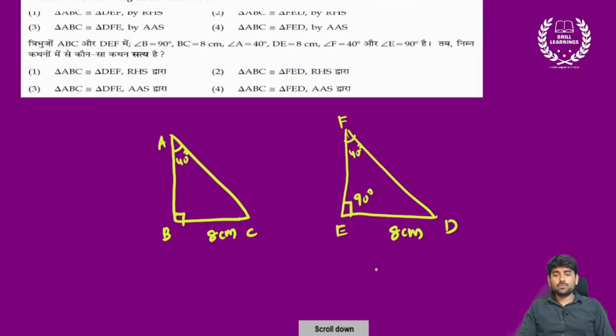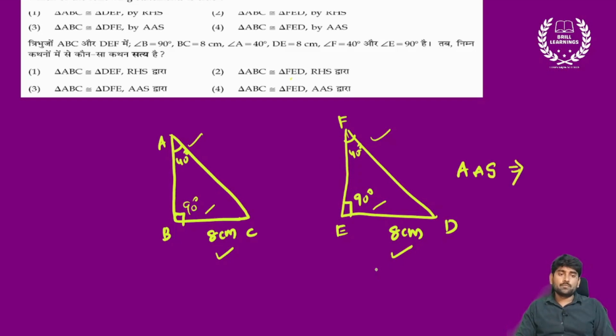If you observe these two triangles, these two are congruent to each other. Why? Because sides are equal. Here also 90 degrees, here also 90 degrees. So these two are same, and here 40 degrees, here 40 degrees. Based on the angle side axiom, we can say that these two triangles are congruent to each other.